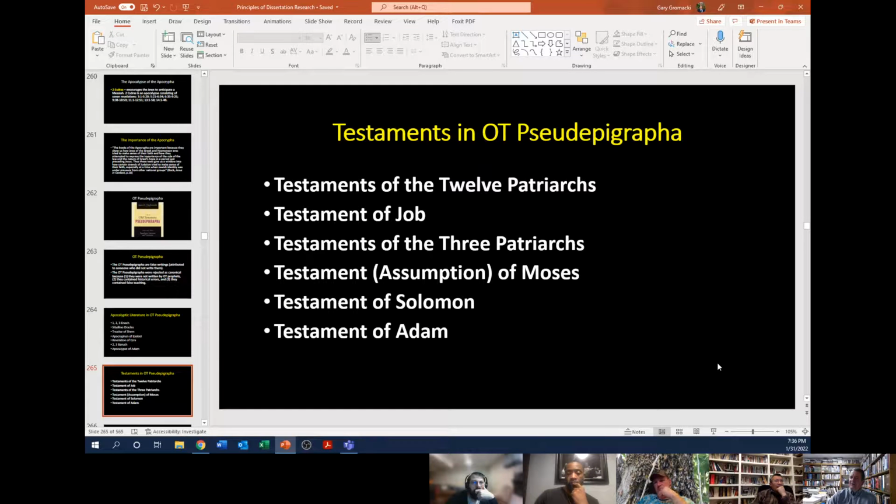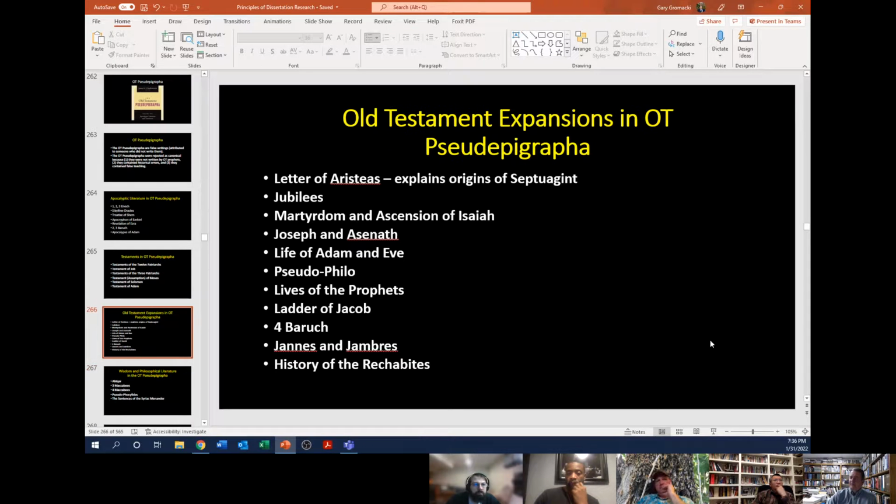There are various testaments. And again, you'll be reading the summaries. I'm not putting those up there for you tonight. They're expansions. I mentioned the Letter of Aristeas explains the origins of the Septuagint. You might want to read that story of how supposedly the Septuagint was written. It'd be interesting if you're studying Genesis: Life of Adam and Eve. You might want to look at that, especially as it relates to creation. Ladder of Jacob, that'd be interesting, dealing with Genesis there.